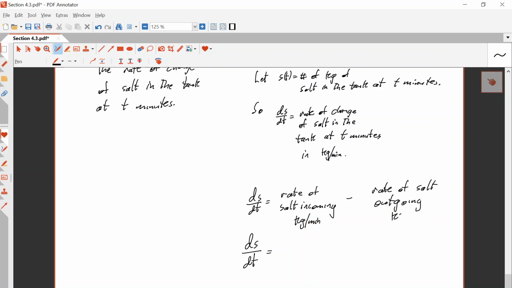And this is supposed to be in kilograms per minute. So pay attention to the units and make sure you're only adding together the same units. You're not adding together different types of units.